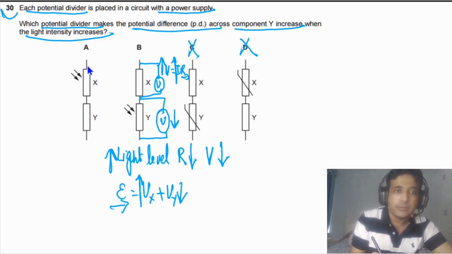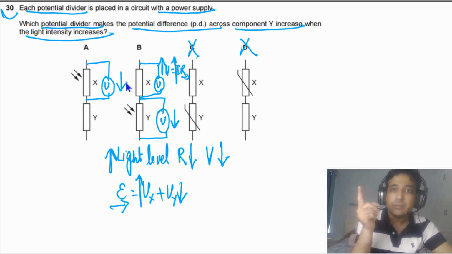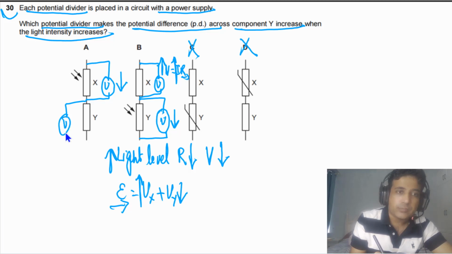If we connect a voltmeter across component X, this V will decrease when light level will increase. So V across this one has to increase. So the answer for this question is A.